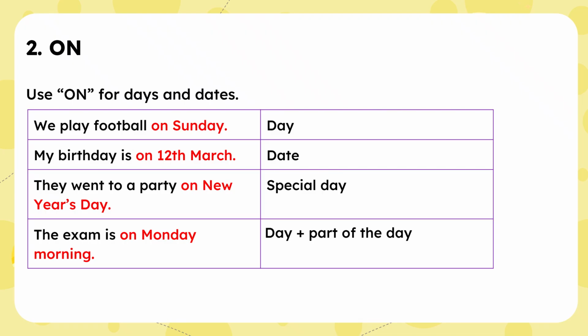Use on for days and dates. For example, we play football on Sunday. Here specification of Sunday is a day. So you will use any day. You will use on Sunday, on Monday, on Tuesday, on Wednesday, on Saturday. Any date. My birthday is on 12th March, or maybe on 13th March, or maybe on 16th March, or maybe on 11th March, or 11th May, or you can use any other date, but use with the on.